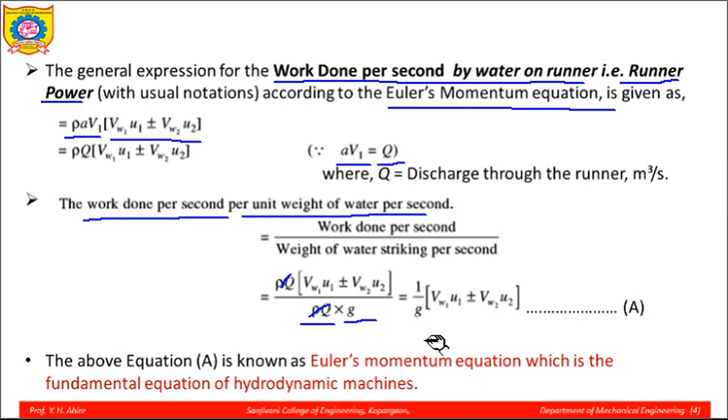The unit of this formula is Newton meter per Newton. So that is nothing but meter. Okay, Newton meter per Newton, work done per second per unit weight of water per second. This above expression A is known as Euler's momentum equation, which is the fundamental equation of hydrodynamic machines, right? Euler's momentum equation, a fundamental equation of all hydrodynamic machines.